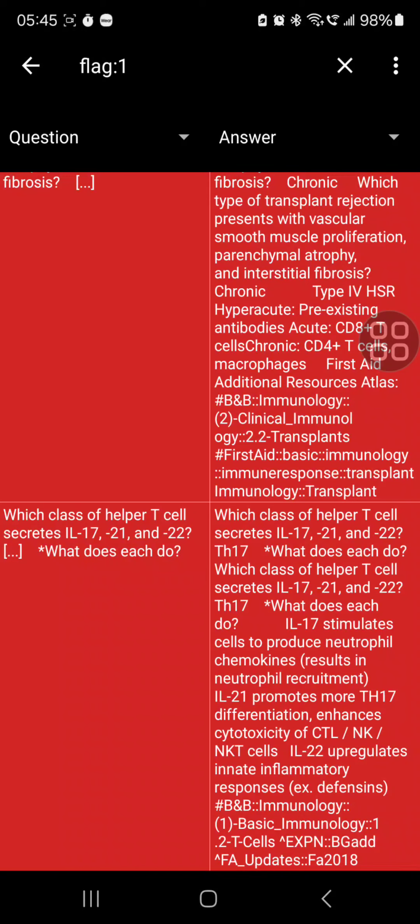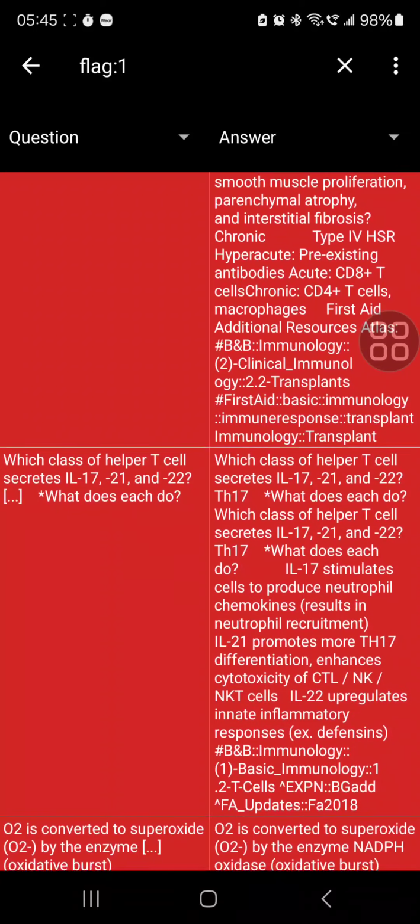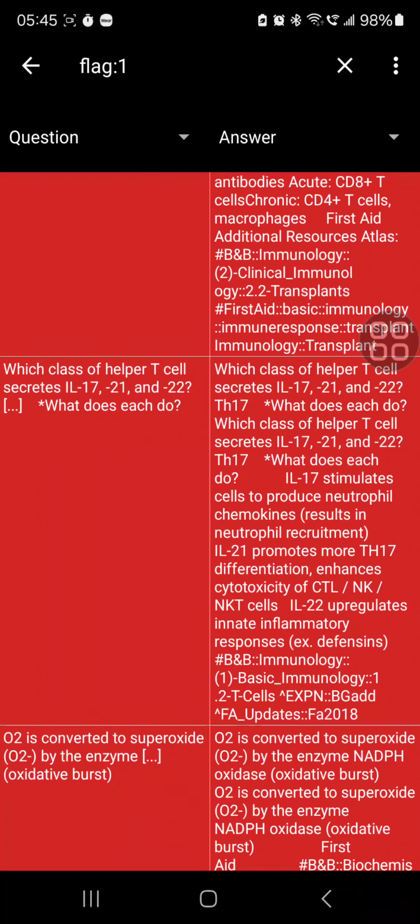Which class of helper T cells secretes IL-17, 21, and 22? That is the Th17 cells. IL-17 stimulates the production of neutrophil chemokines, resulting in neutrophil recruitment. IL-21 promotes more Th17 differentiation and enhances cytotoxicity of cytotoxic T lymphocytes and NK cells. IL-22 upregulates innate inflammatory responses, for example, defensins.